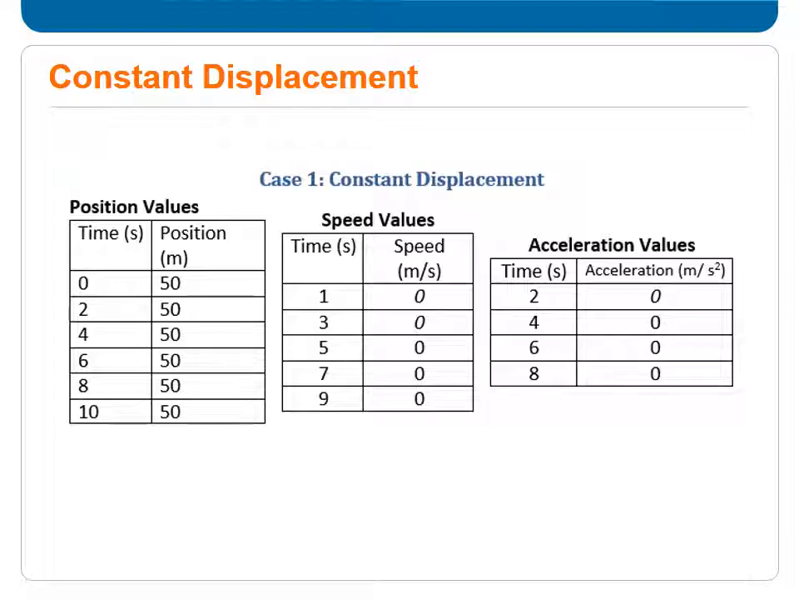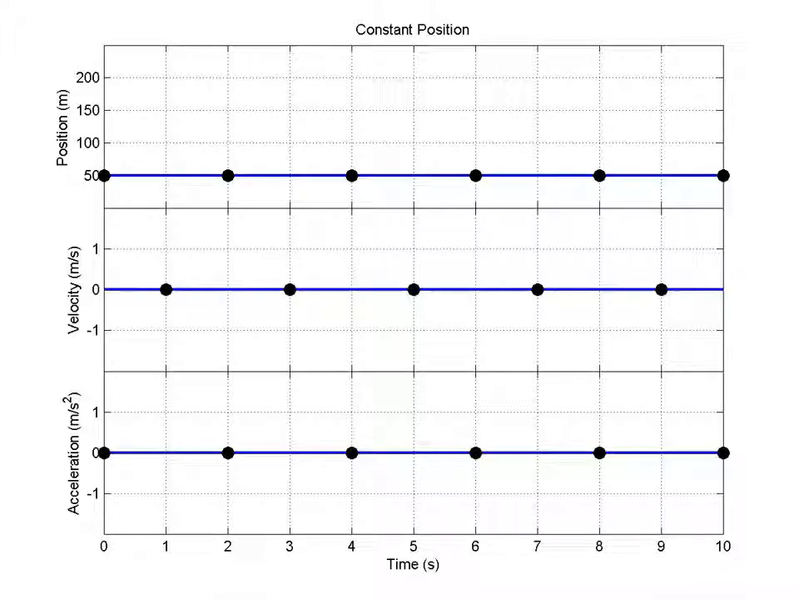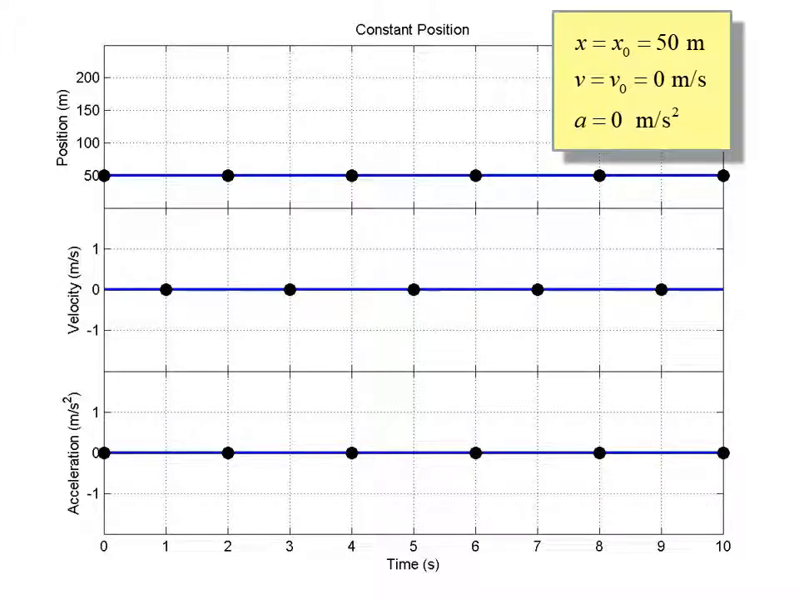Let's make a plot of the position, velocity, and acceleration of the constant position case. We see that the position is always 50 meters. It's a flat line. The velocity and the acceleration are always zero. They are also flat lines, zero slope. The mathematical model for this motion is given by these equations. X equals 50 meters, velocity equals 0, and acceleration equals 0.